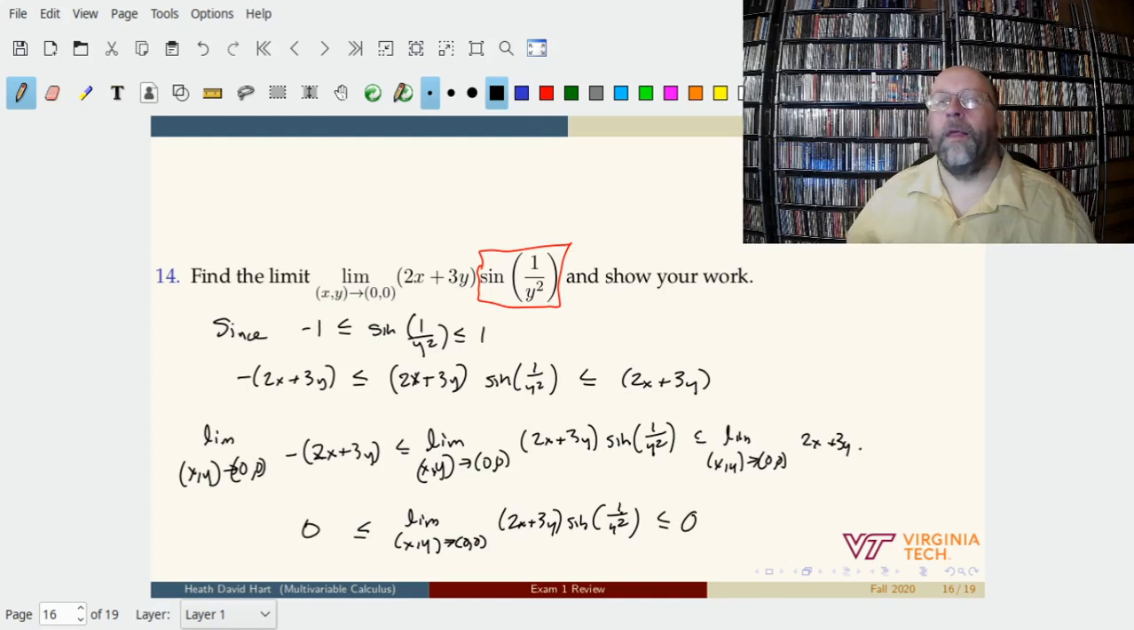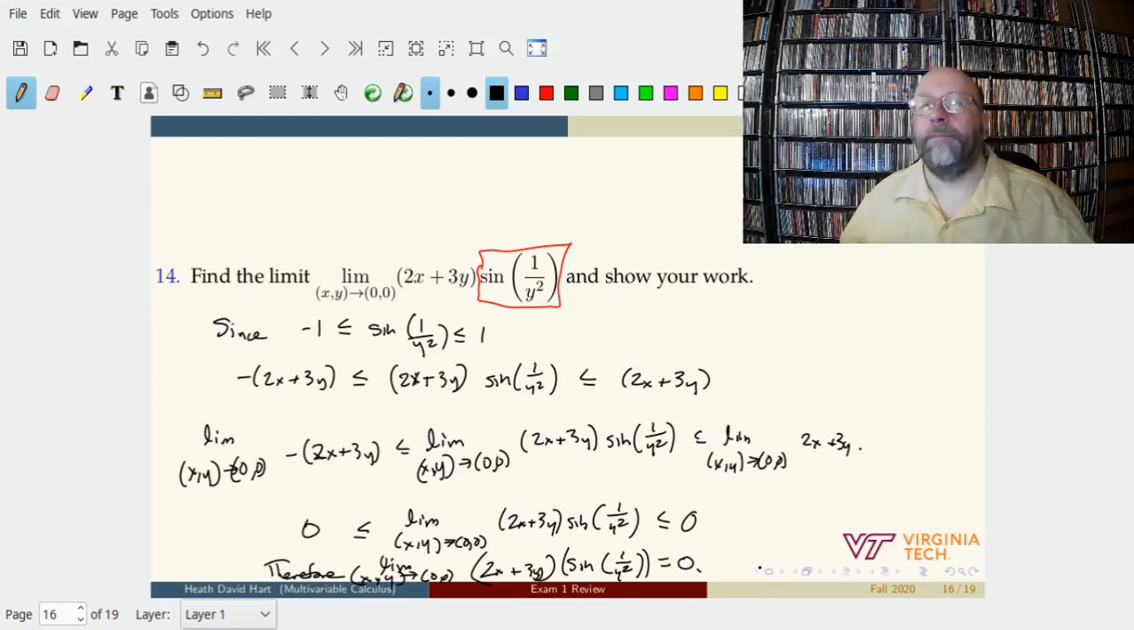So if this limit is both bigger than or equal to 0 and it's smaller than or equal to 0 at the same time, it must equal 0. Therefore, the limit as xy approaches 0, 0 of 2x plus 3y times the sine of 1 over y squared is exactly equal to 0. Has to be because it's sandwiched in between two zeros.